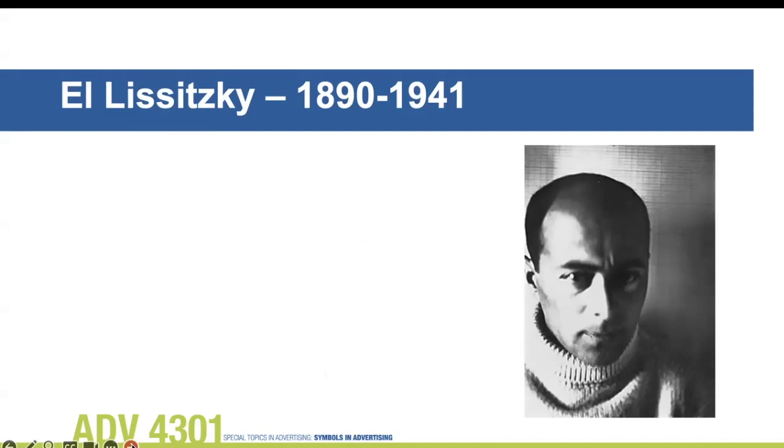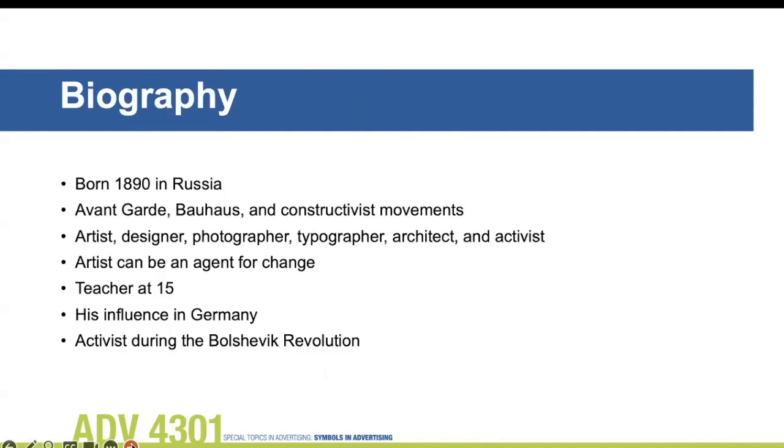So, this guy is named El Lissitzky. He was born in Russia in 1890, and he was an artist, a designer, a typographer, a photographer, and an architect. He designed many exhibits and propaganda for the Soviet Union in the early 20th century. His development of the ideas behind the Suprematist art movement were influential in the development of Bauhaus and the Constructivist art movement, in addition to the avant-garde too.